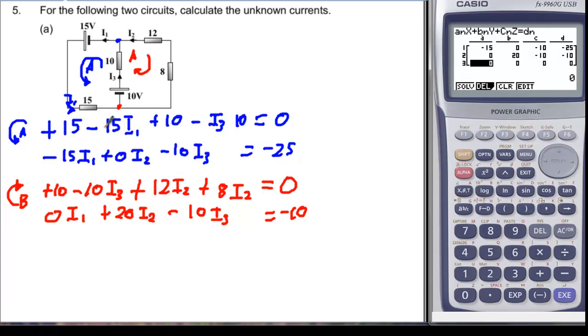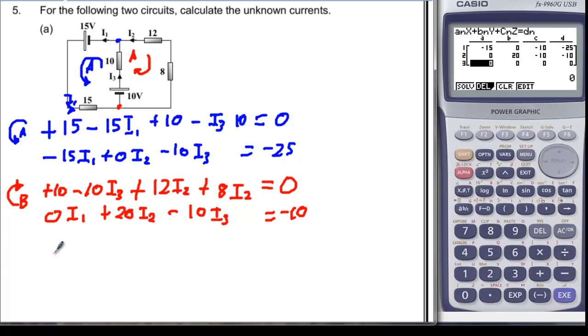Now we've done our two loops, and so you must ask, how do we get our third equation? The third equation is using Kirchhoff's current law. Current into a node equals current out of a node, so we can see I3 is going up, I2 is going across, and I1 is going out. So that means I2 plus I3 must equal I1.